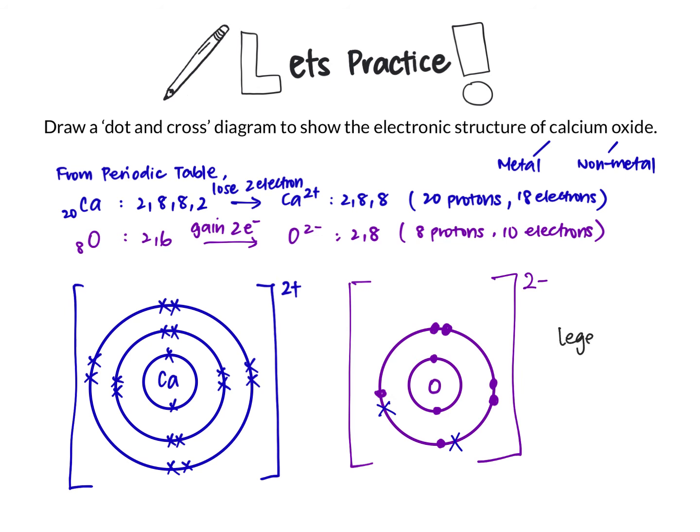So I'm writing in the legend now. The cross represents the electrons of calcium, and the dot represents the electrons of oxygen.